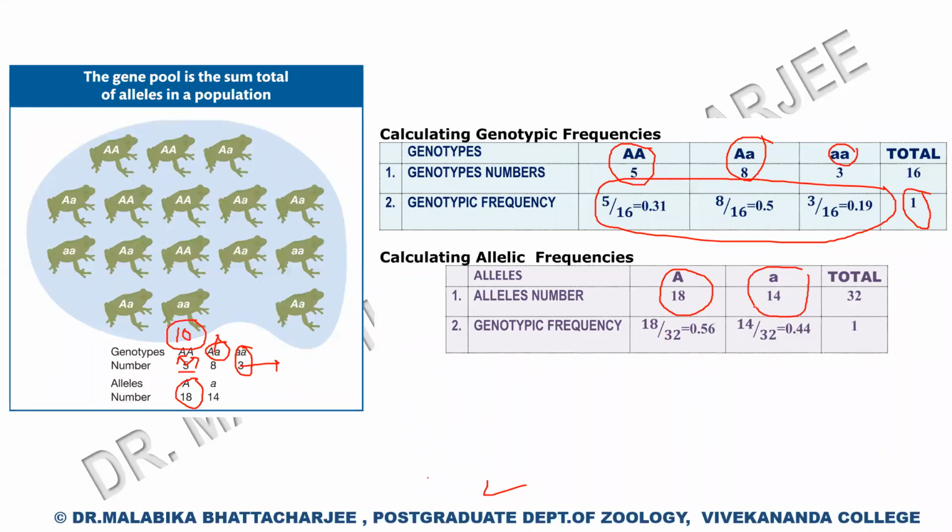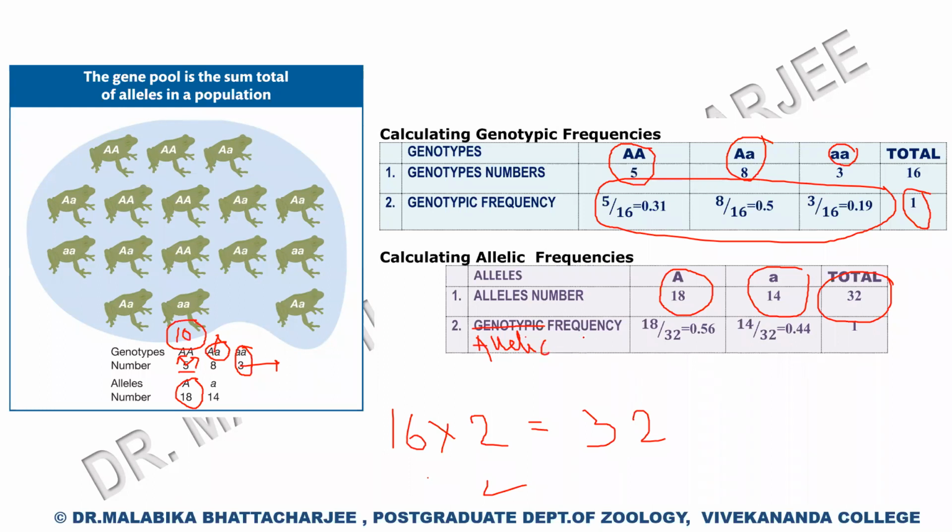Now, if we add the total number of alleles, that is 32. If you remember, there are 16 individuals, each individual contributing 2 alleles. So in that way also, we can get the total number of alleles present in a population, that is 32. Now, sorry, this should be allelic frequency. I have written it wrong. This is a typographical error. Now, let us calculate the allelic frequency. Instead of genotypic frequency, keep it in mind, this should be allelic frequency.